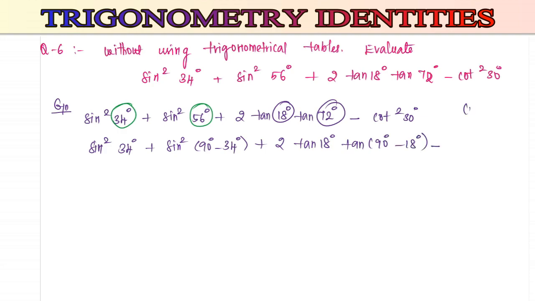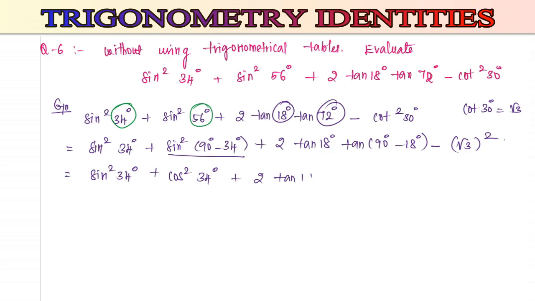minus, here we know cot 30 degree value is root 3. So we can write root 3 whole square. Sin square 34 degree, sin 90 degree minus 34, the value is cos square 34 degree plus 2 into tan 18 degree. Tan 90 minus 18 degree is cot 18 degree. Square and square root will get cancelled. So the leftover is a minus 3.